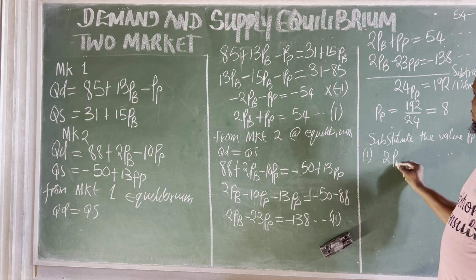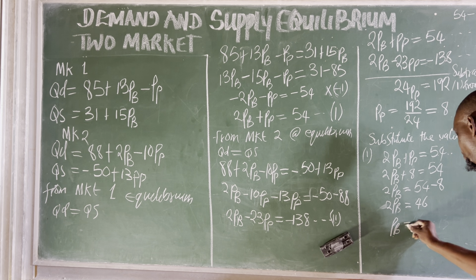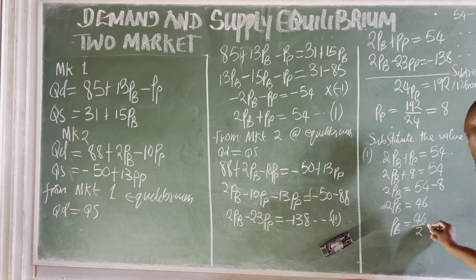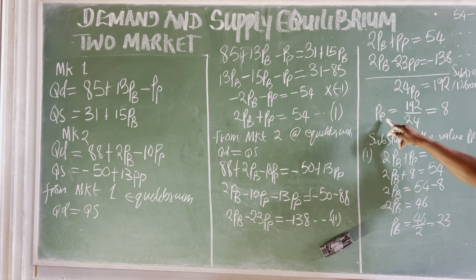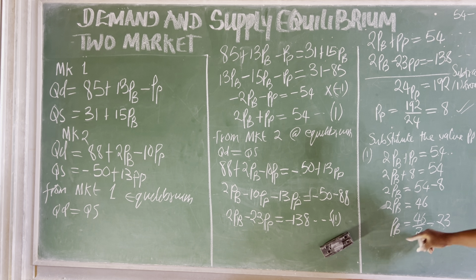So 2PB will be equal to 54, and the 8 will cross to be minus 8. Of course, it was plus here. So crossing to the other side, it will be minus 8. So that our 2PB will be equal to 46. So PB will be equal to 46 divided by 2, which is 23. So the equilibrium prices are PP is 8 and our PB is 23.